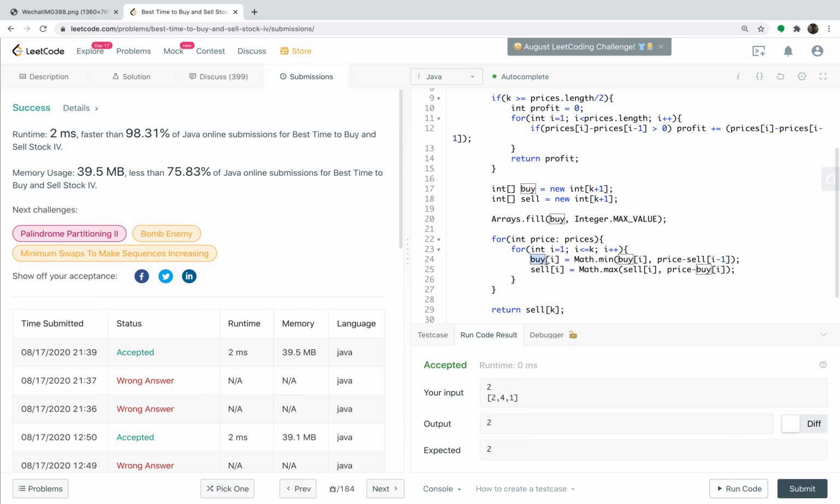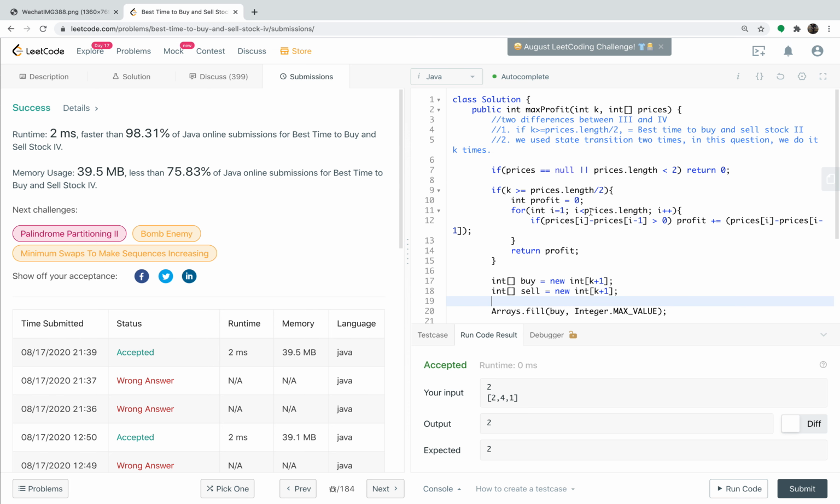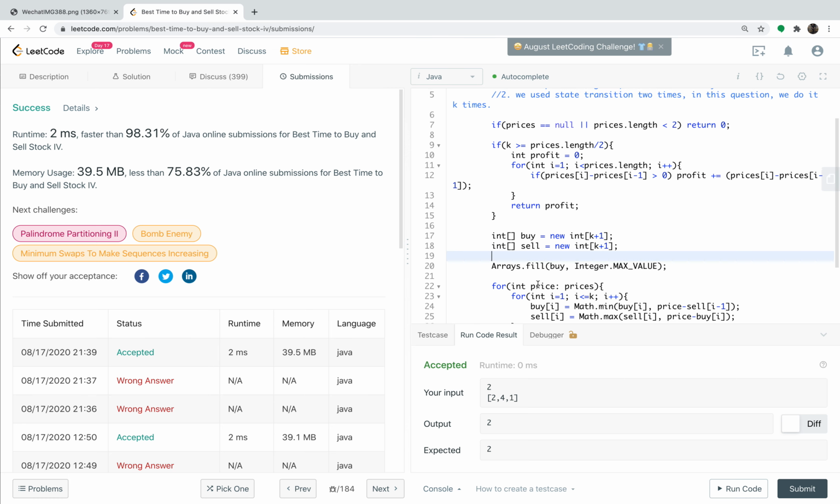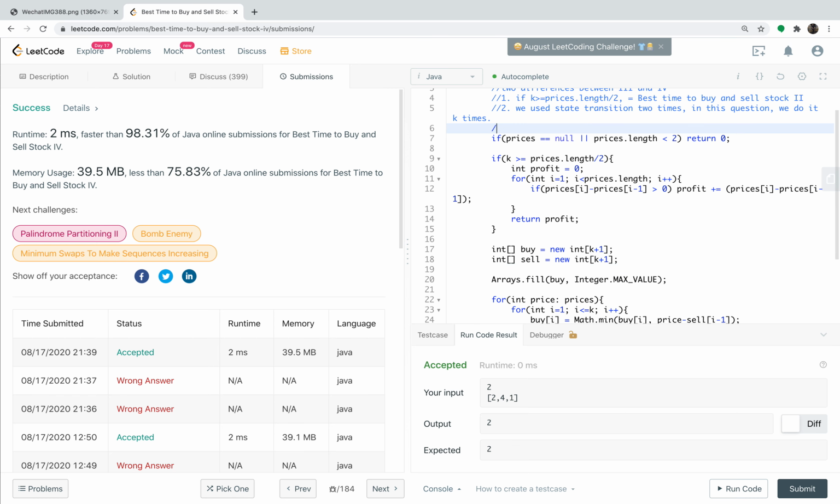So in the first loop, we can find the minimum number as the price minus sell I minus 1. So that's one solution of this problem. I think this is the best solution I have ever seen because the time complexity of this problem is linear, and the space complexity is also linear.